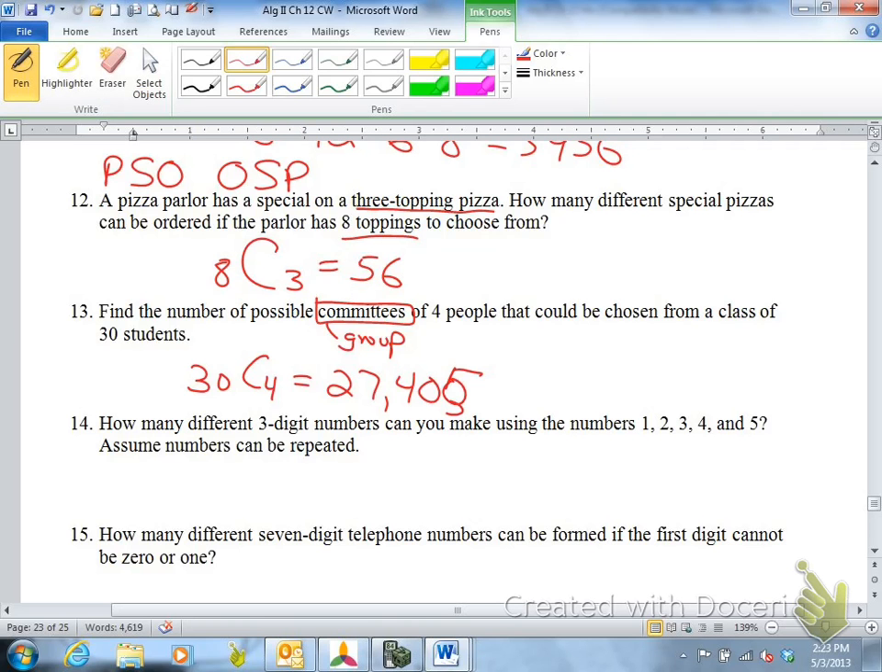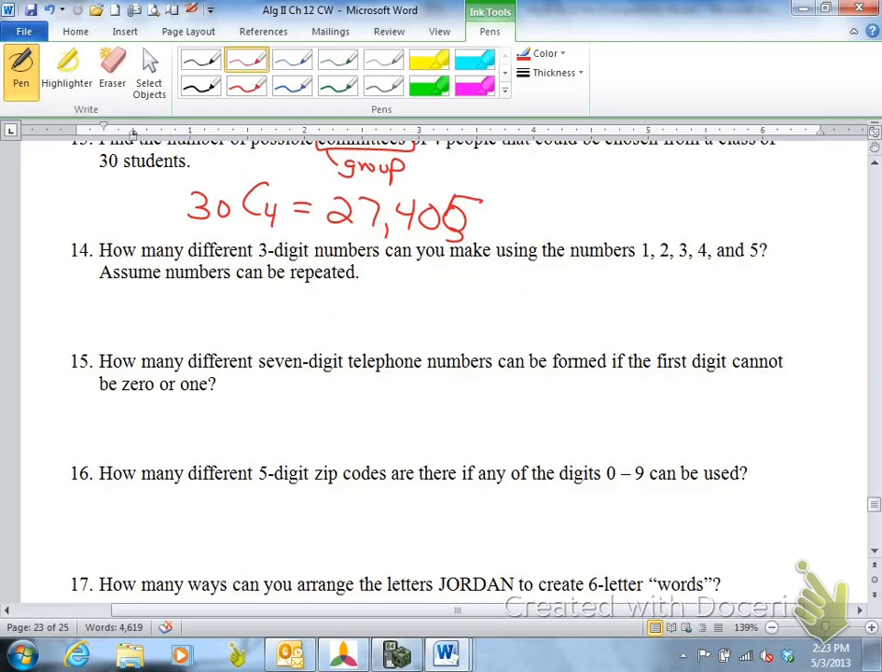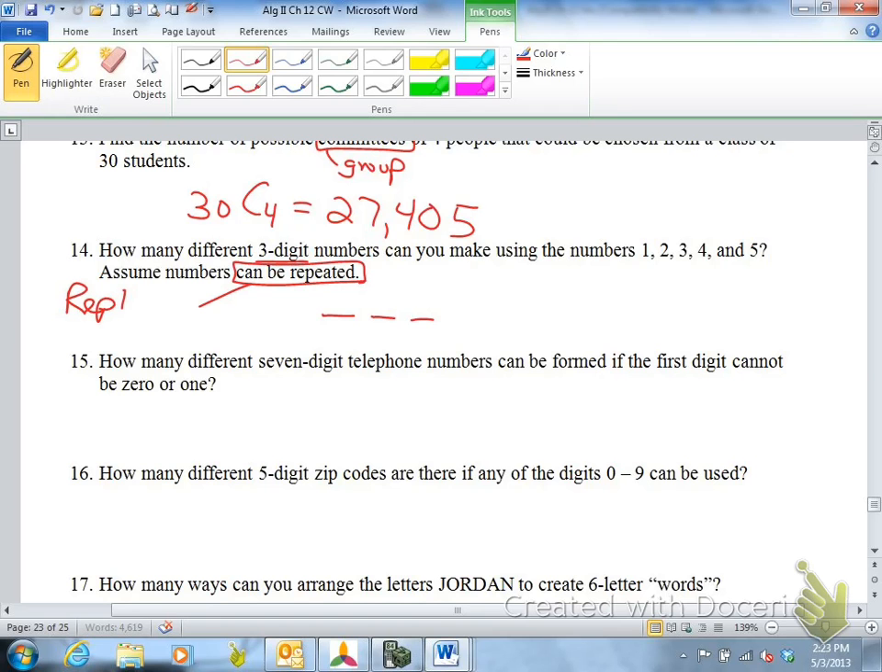How many different 3-digit numbers can you make using digits 1 through 5? Numbers can be repeated. So 3-digit number, 1, 2, 3. Anytime you see that you have replacement, it means that you will not use permutations and you will not use combinations. Both of those are dependent events. So if you have replacement, you're not going to use permutation or combination. So you have 3 places, numbers 1 through 5. For each one you have 5 options. So that would be 125.